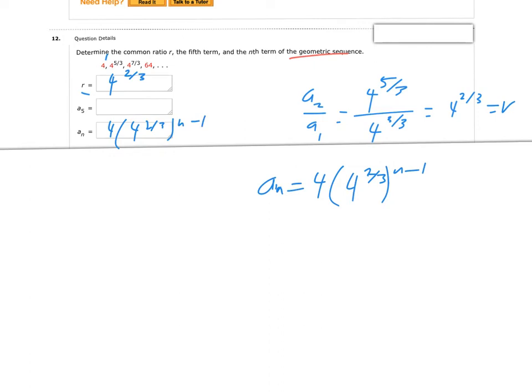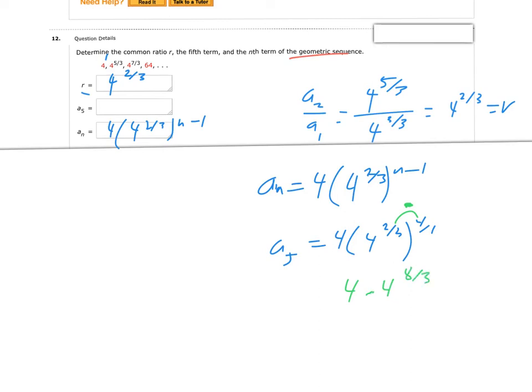So now when I want a sub 5, that's going to be 4 times 4 to the power of 2/3 to the power of 5 minus 1, which is 4. Now we do need to remember that these two fractions multiply, not because they're fractions, but because we have a power to a power, they multiply. So that's going to be 4 times 4 to the power of 8/3.